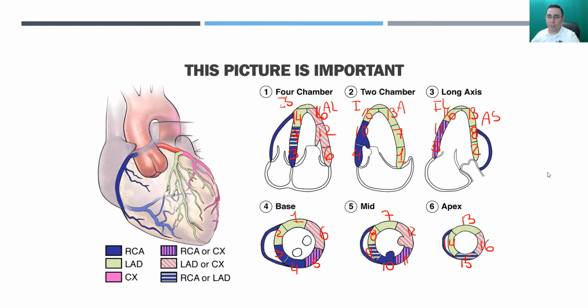Let me tell you something. When myocardial infarction takes place, the basal segments tend to be preserved more than the mid and the apical segments. So that's good to know as well.